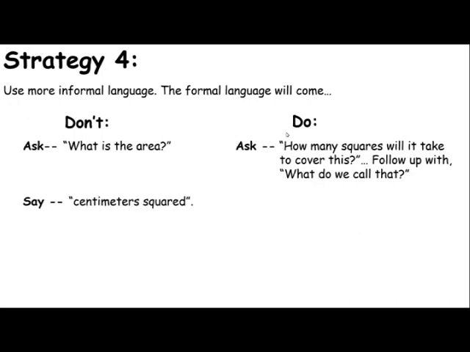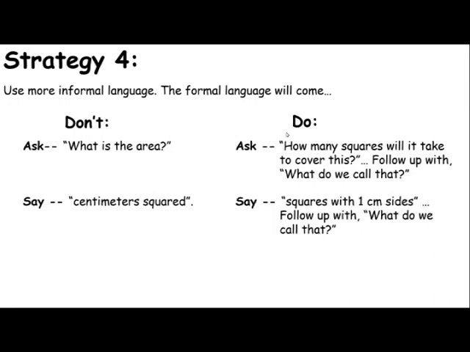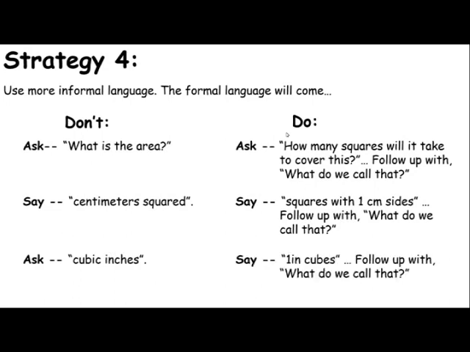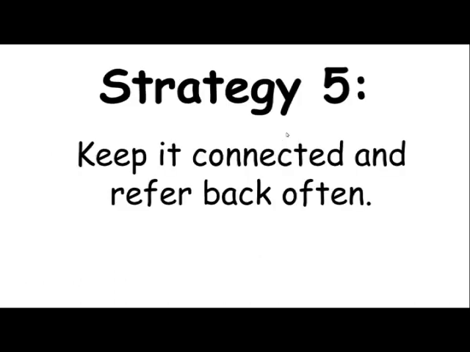I don't want to necessarily start off by saying centimeters squared. Instead, I want to say squares with 1 centimeter sides, and then ask them to recall the term. I don't want to say cubic inches or ask about cubic inches necessarily. I want to talk about 1-inch cubes. Notice it's very small, subtle changes in my language as a teacher that's connecting this symbol back to its geometric equivalent. Last strategy, strategy number 5.